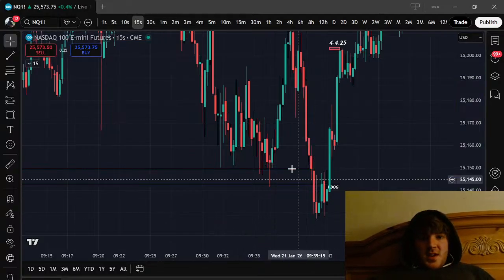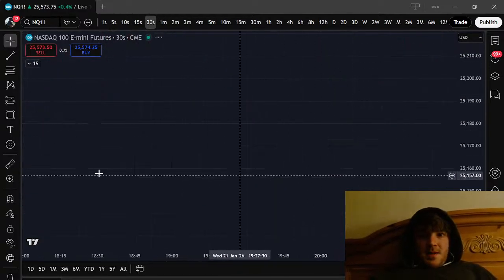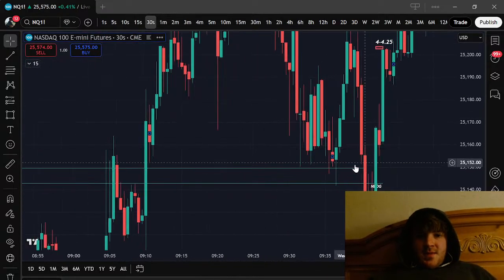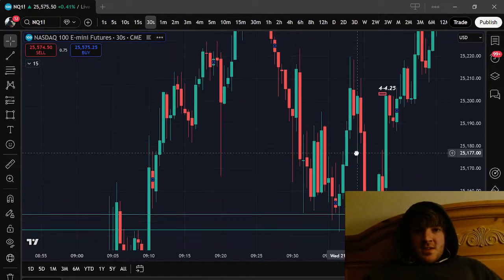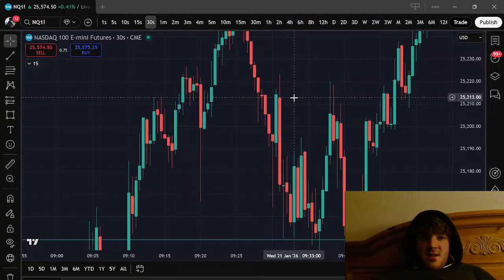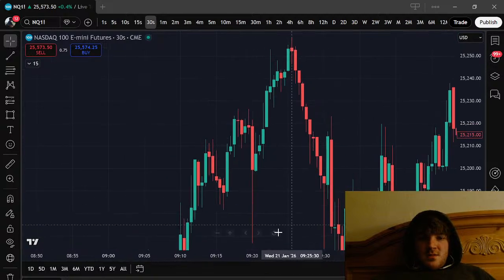There was this trade off the new day opening gap as well. I'm a little surprised by it because I thought we were going to go much higher than this, and we only ended up going to here.